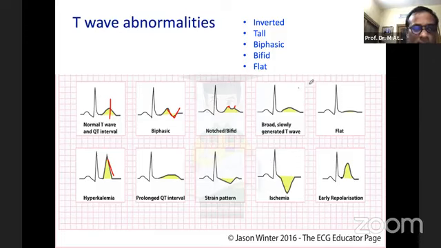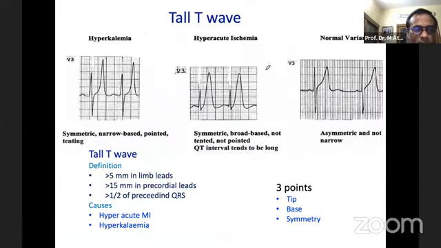In summary, the T wave abnormalities may be tall, biphasic, bifid, or flat. These are the abnormalities of the T wave, some examples other than the normal physiology. These are examples of the tall T wave. The definition criteria of the tall T wave is 15 millimeters in the precordial leads, 5 millimeters in the limb leads.